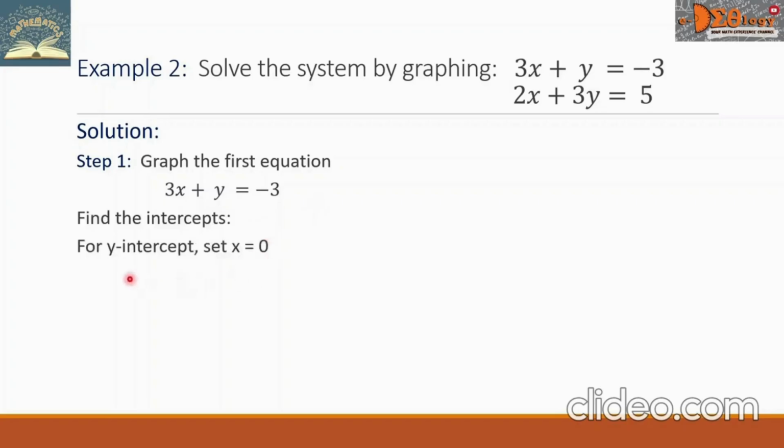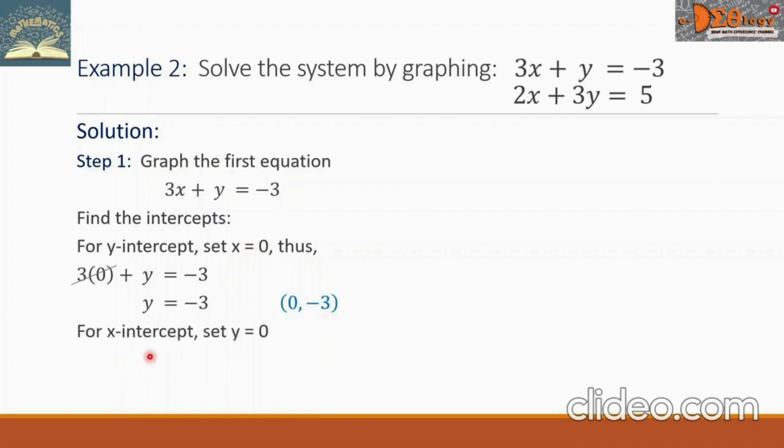Let's begin with the y-intercept. We set x equals 0. So the equation here becomes 3 times 0 plus y equals negative 3. 3 times 0 is cancelled out, so we have y equals negative 3. We write the point that will be 0, the x coordinate, and the y coordinate is this negative 3.